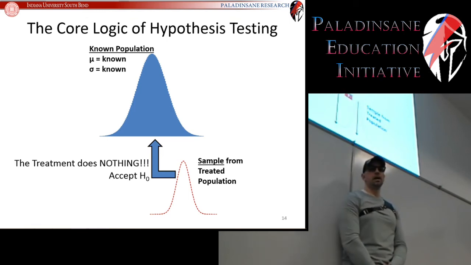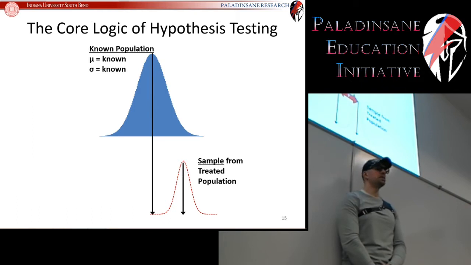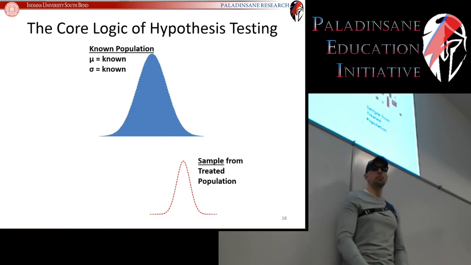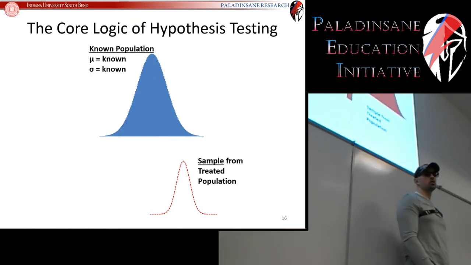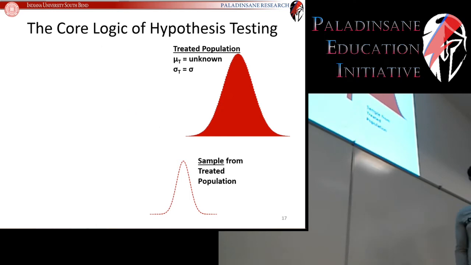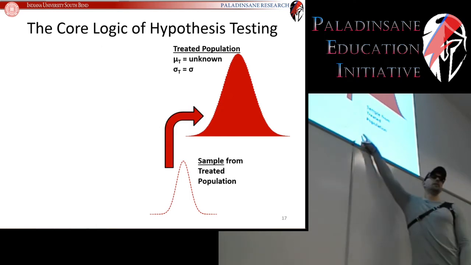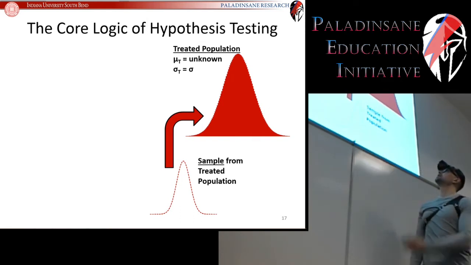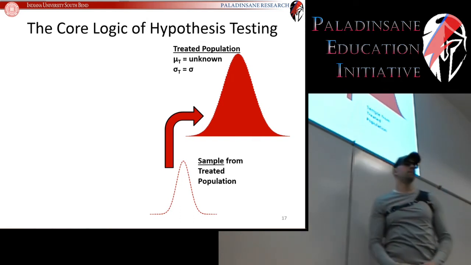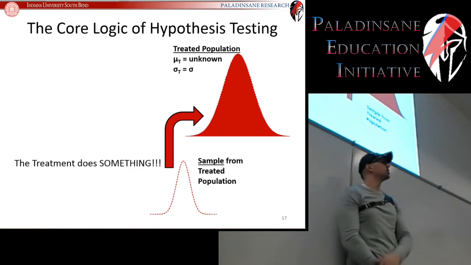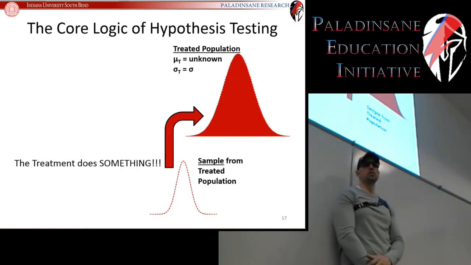If, on the other hand, because of this difference, if it's big enough, we decide that this sample no longer belongs to the known population, but must now belong to a treated population, then our conclusion is, well, we've changed this sample. It used to belong to the known population, but we treated it and we've changed it enough, so our treatment does something. Our treatment changed this sample. They belong to a new population, and in that case, we reject the null hypothesis.